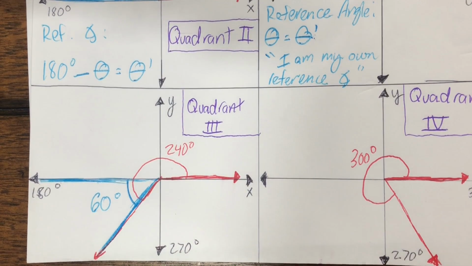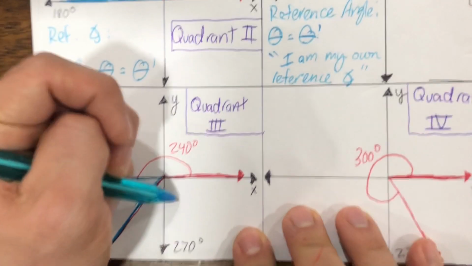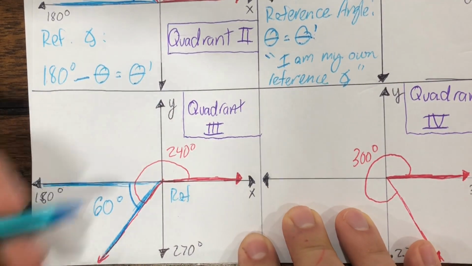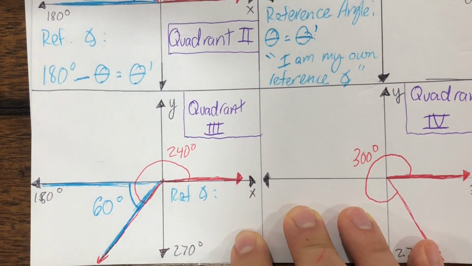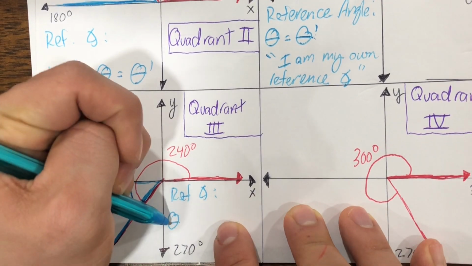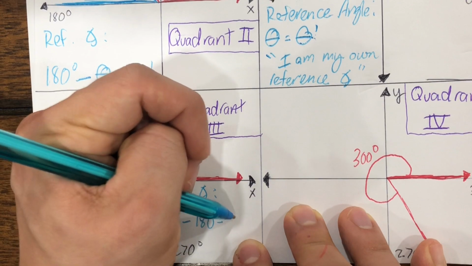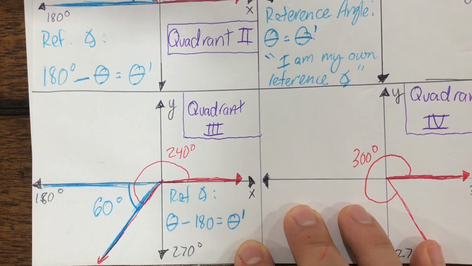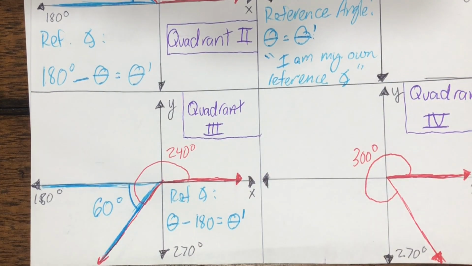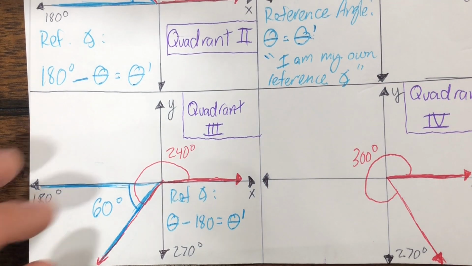Now to figure out the reference angle in the third quadrant, all I do is take the given angle measurement, which is theta, and subtract 180, and that's going to give me my reference angle. All right? Now let's take a look at the last example, which is the fourth quadrant.